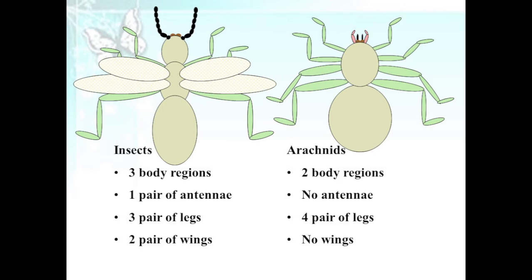In this diagram, you can easily differentiate between insects and arachnids. The insect body is divided into three main body parts, that is head, thorax and abdomen, while in arachnids the body is divided into two parts, the cephalothorax and abdomen. Insects possess one pair of antenna, three pairs of legs and two pairs of wings, while arachnids possess four pairs of legs. They have no antenna and no wings. We should all be relieved that spiders never have wings.